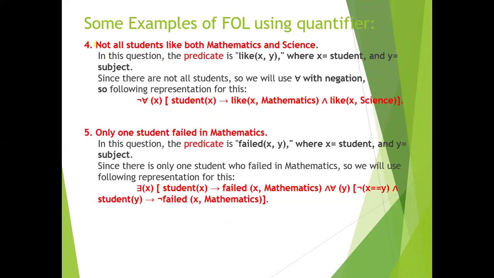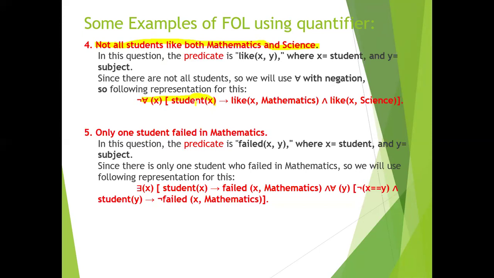Next, not all students like both mathematics and science. So here you will be having student. What they are given is "not all". First, we will be considering only "all". So for all X, that X should be a student. So this term will be for all X and that X should be a student.